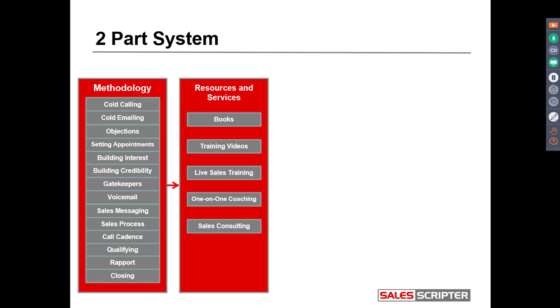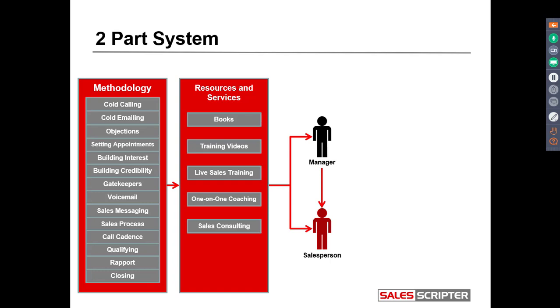And you can consume, access and use our methodology through our books, through our videos, our live training, our coaching, and our consulting. And we work with basically individual salespeople that sell for themselves, and we also work with sales managers, helping them to train their salespeople.